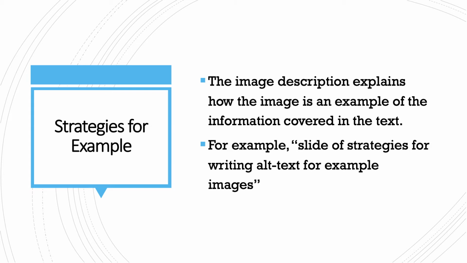The most effective strategy I have for writing alt text for example images is to ensure that alt text describes and explains how the image is an example of the information covered in the text. I do this by using a consistency in my terminology and the idea, so that it feels like a flow between the information that's in the text and the information that's in the alt text. For example, if I were going to write alt text for this particular slide, I would write slide of strategies for writing alt text for example images. I wouldn't give that strategy again because it's already written in the text.